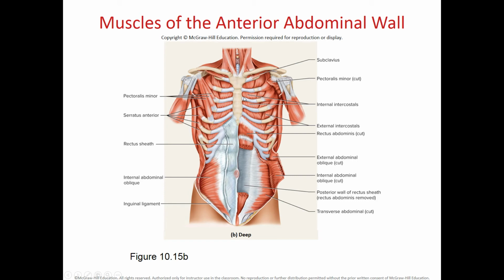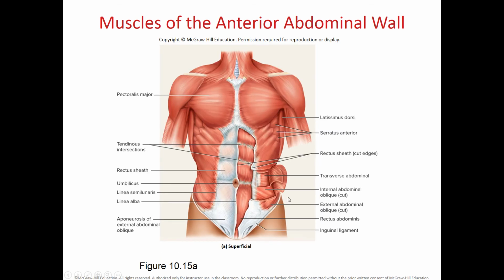And then here we can see a better view of the internal intercostals and the external intercostals in here. And then here we have the pectoralis minor muscle and the serratus anterior in here. And this is the superficial view of the anterior abdominal wall muscle. So this is the pectoralis major. And then in here, the latissimus dorsi, the anterior view, serratus anterior. And then the rectus sheath was removed, and then you can see the tendinous intersections of the rectus abdominis.